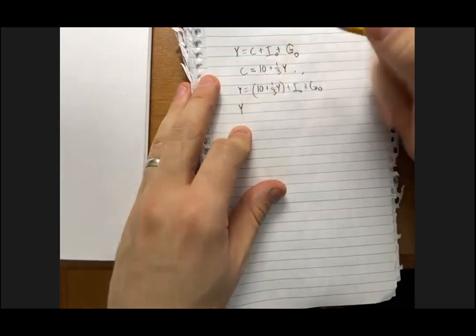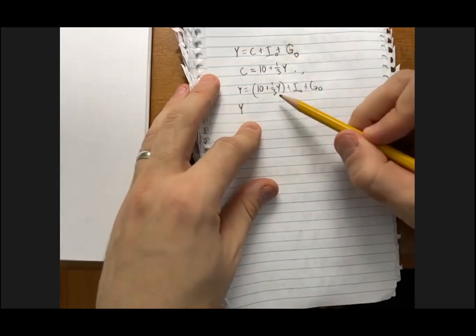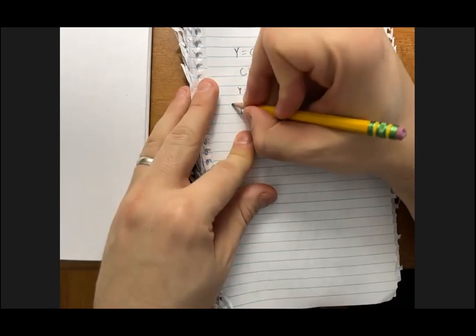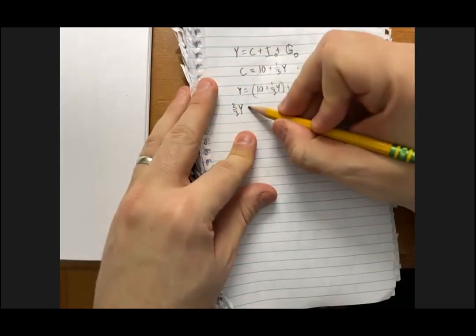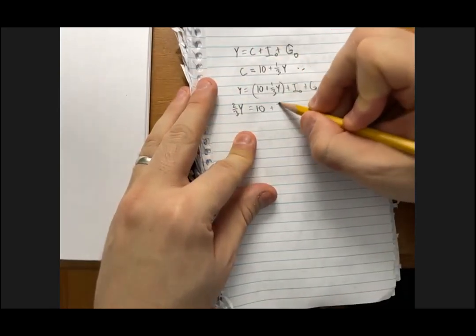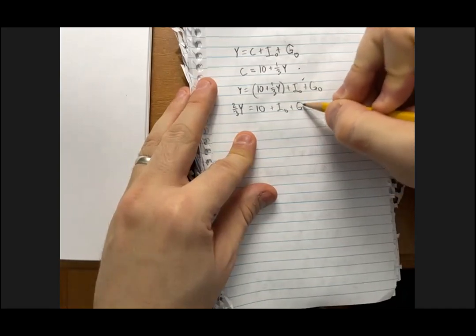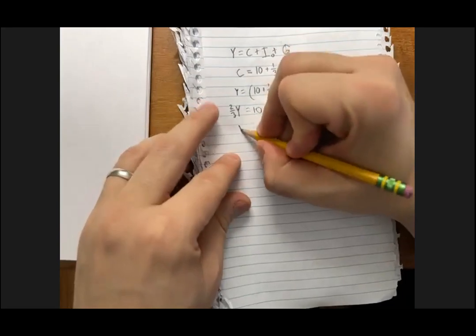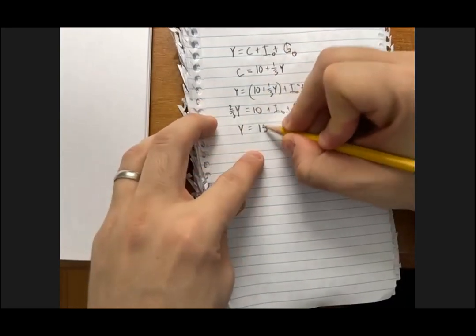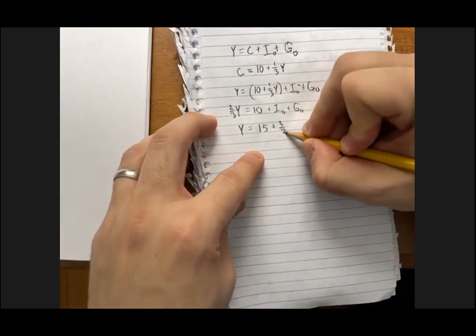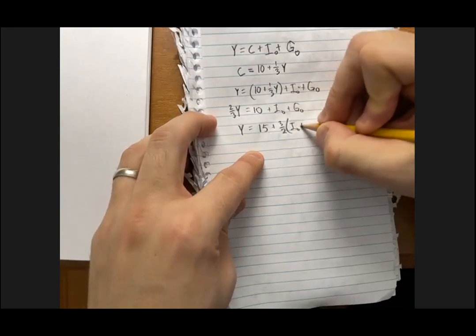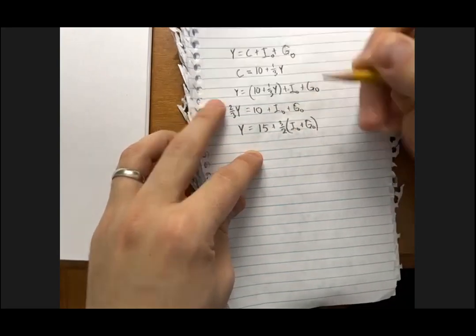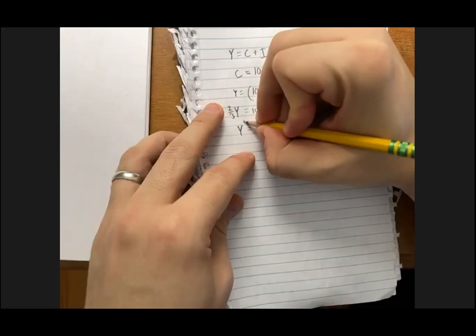I'm going to see here that if I subtract 1/3 Y from both sides, it will become 2/3 Y equals 10 plus I0 plus G0. Now multiply everything by 3/2. You get Y equals 15 plus 3/2 I0 plus 3/2 G0. I'm going to put a star here. Why do I put that star there? It's because we solved it.